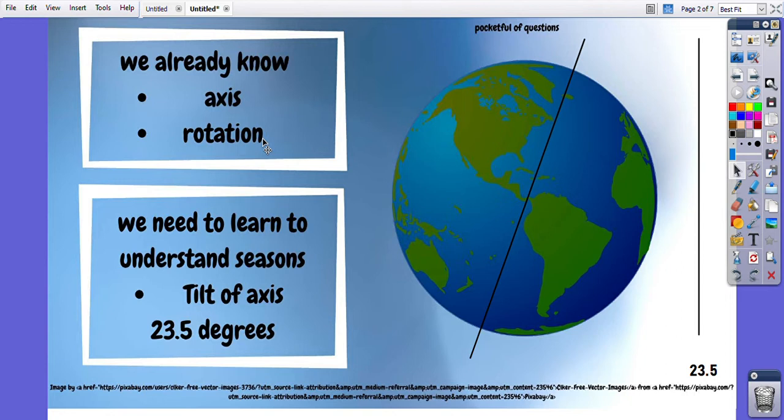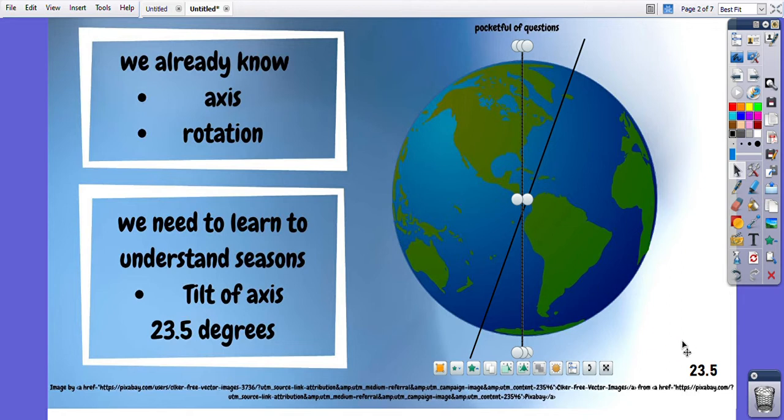Today we will discuss the tilt of Earth's axis. As you can see, Earth's axis is tilted at 23.5 degrees. It is not straight. So if this is the axis, I can show you the tilt with the help of this straight line. If we draw a straight line over here, the axis is exactly tilted at 23.5 degrees. And we are going to discuss how this tilt of the axis causes seasons.